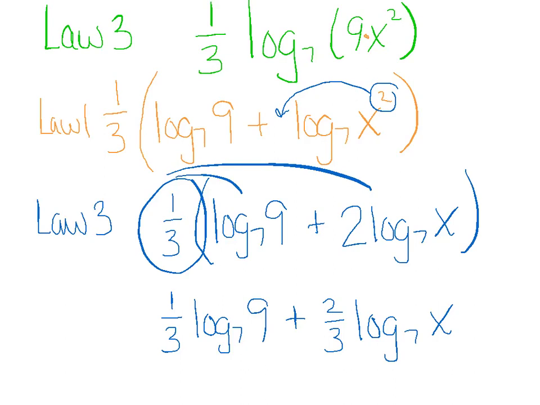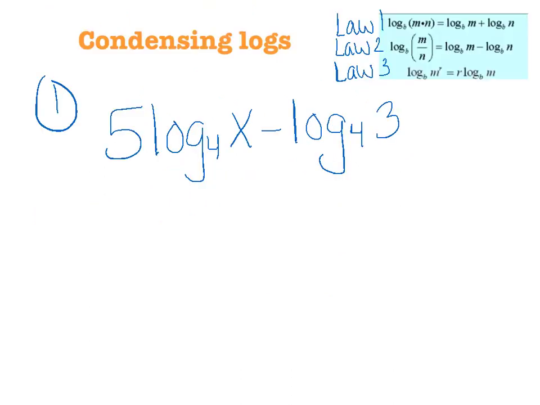Now we can go the complete opposite way, which we're going to call condensing. So let me give you a few examples on condensing. All right, so in condensing logs, my goal, and we'll put a little asterisk here, is to condense my logarithm into one log. Okay, I don't want to see 2, 3, 4, 5. I want everybody to condense into one log, so I'm bringing them all together.